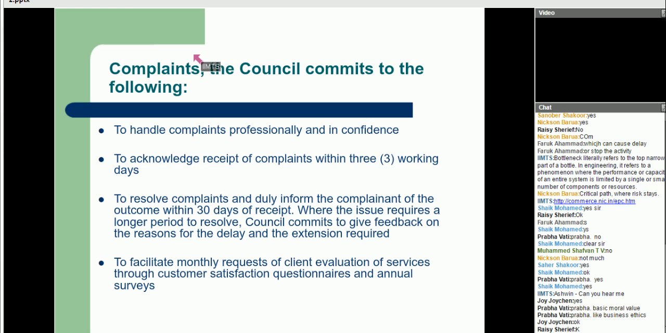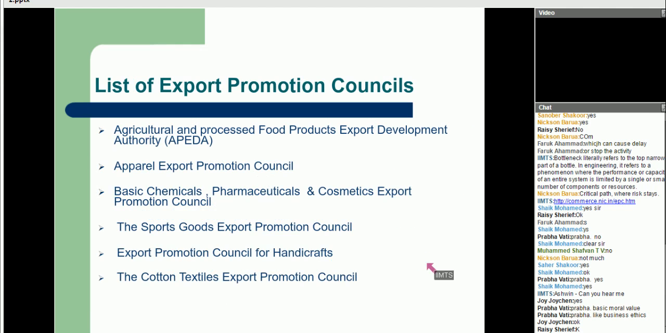Complaints. The council commits to the following: to handle complaints professionally and in confidence, to acknowledge the receipt of complaints within 3 working days, to resolve complaints and duly inform the complainant of the outcome within 30 days of receipt. Where the issue requires a longer period to resolve, the council commits to give feedback on the reasons for the delay and the extensions required to the complainant. To facilitate monthly requests of client evaluation of services through customer satisfaction questionnaires and annual surveys. Right, all these things the council has to do with regard to the feedback and the complaint.